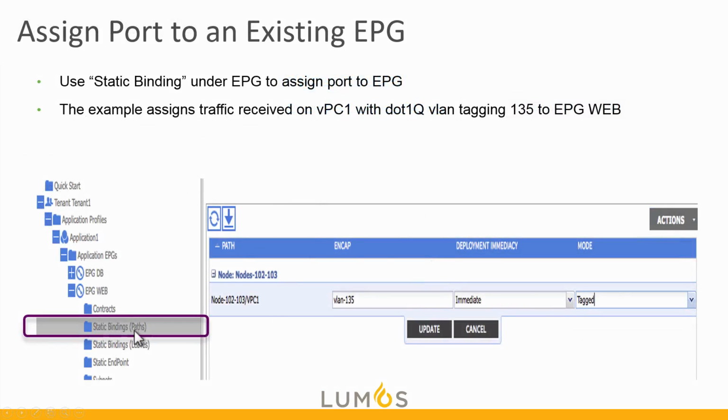When we do so, here's a screenshot of tenant 1, an application profile called app1, an EPG called web, and under web, static binding. Now, a little bit further south of here is the domain. That's where we would attach the physical domain. But here under static binding, we would have to do both. We would choose in this case, node 102, 103 VPC1. The VLAN 135 is in mode tagged.